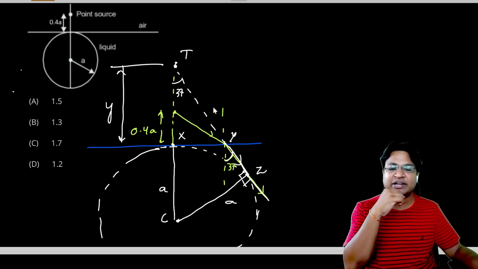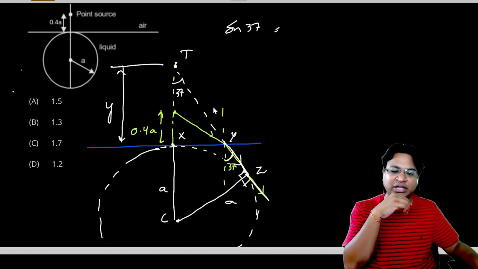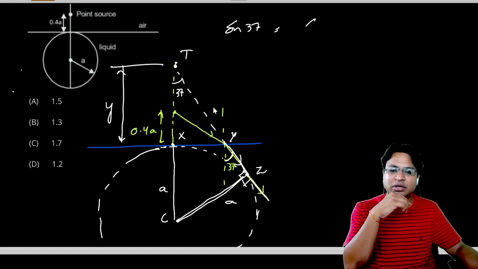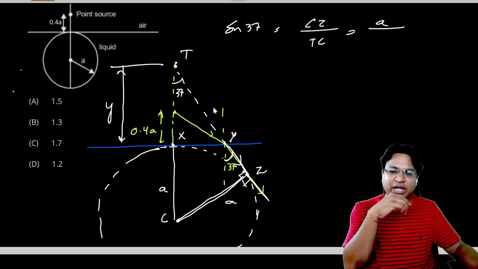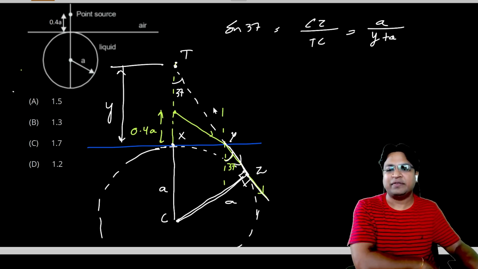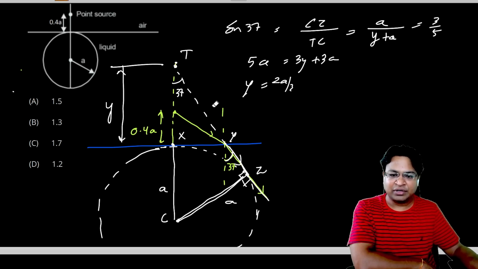Triangle TCZ is a right angle triangle. If I write the value of sine 37 in this triangle TCZ, then this length CZ will become the perpendicular, and TC will become the hypotenuse. So A divided by this entire length, which is y plus A. From here we'll be able to find the value of y. Sine 37 is 3 by 5. So this becomes 5A equals 3y plus 3A, or y equals 2A by 3. So we now know the value of y, which we are going to use when needed.